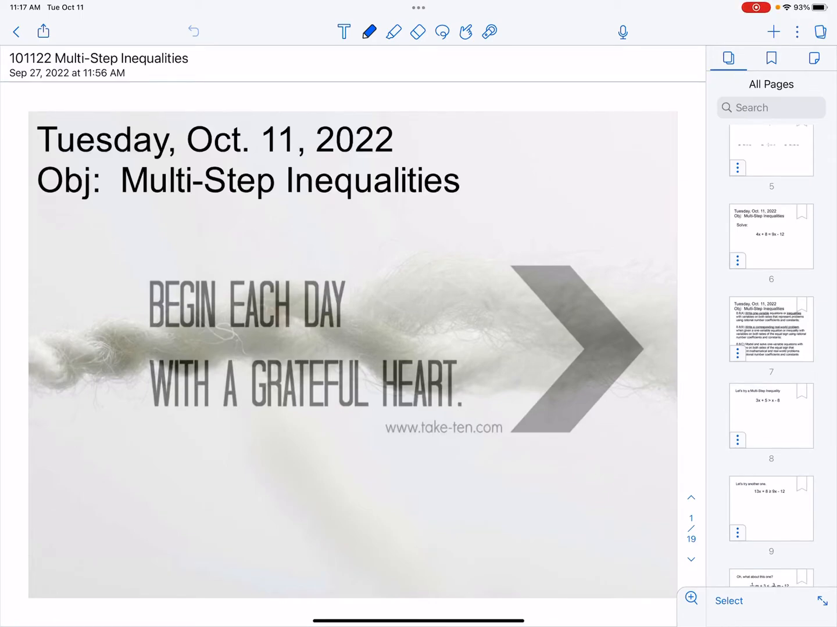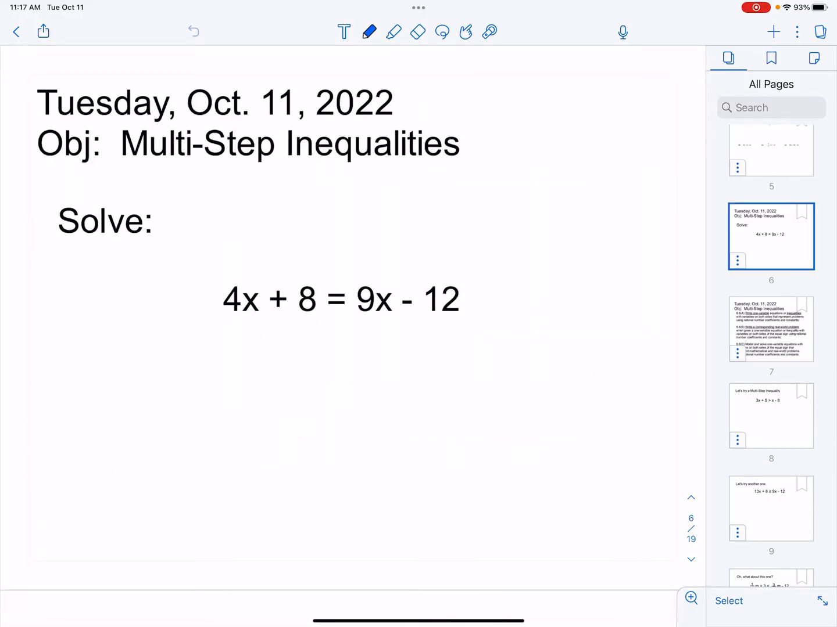Hello class, today we're going to talk about multi-step inequalities. But let's first review what we have to do with multi-step equations. If you remember correctly, we had three basic steps to solve multi-step equations. Step number one, get your letters on one side.